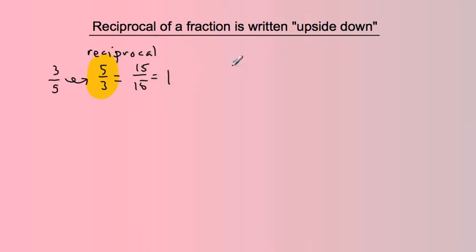So let's take a look at a couple of other fractions. How about 4/5? What would the reciprocal be for 4/5? Well, it would be 5/4, because again, you just take the top number, write it on the bottom, bottom number, write it on the top, and rewrite it as its reciprocal. What about 5/8? In your head, you should be thinking the reciprocal of 5/8 is 8/5. What about the reciprocal of 1/4? The reciprocal of 1/4 would be 4/1.